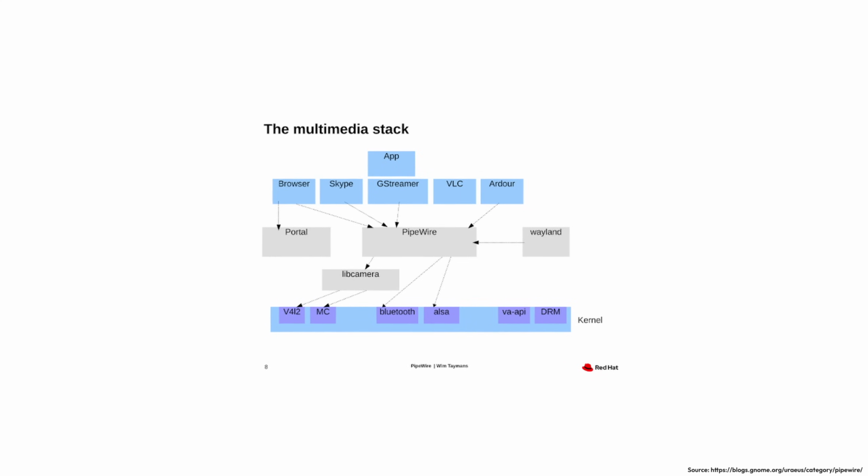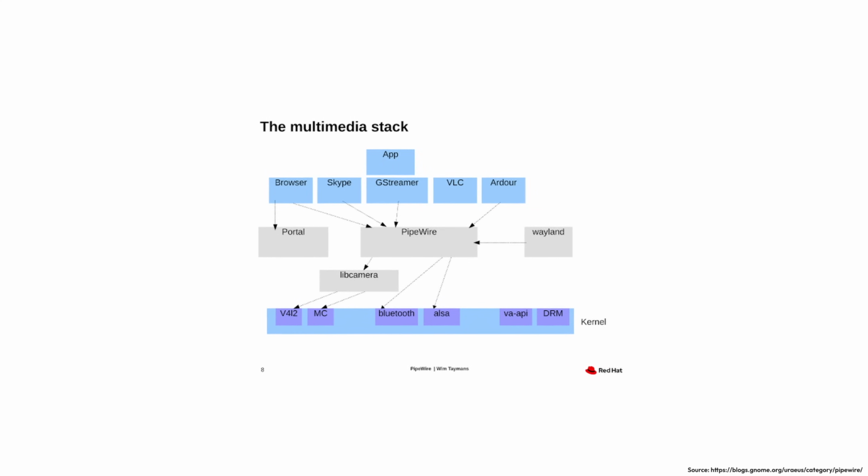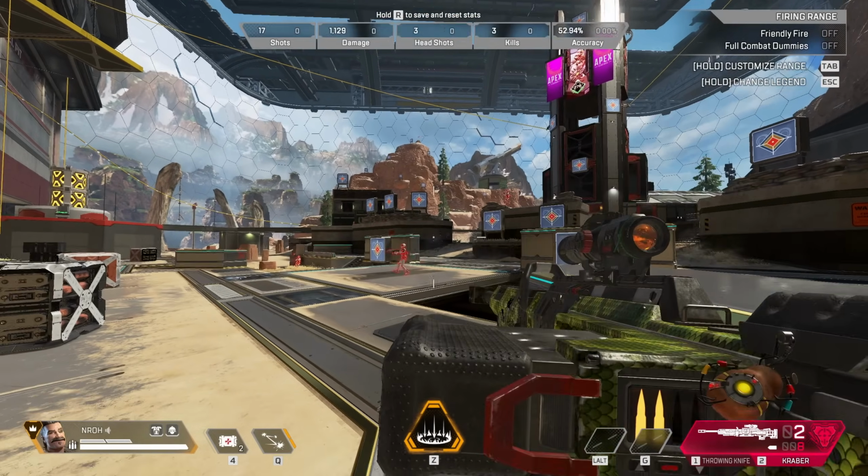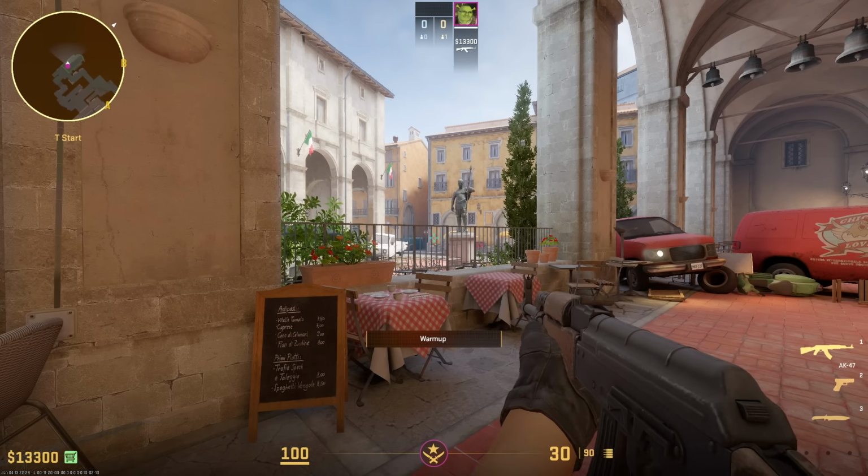So what I settled for was to just use the audio test to find out if there are any additional latency problems between the desktop environments themselves, while recording a shooting test in Apex Legends and CS2.